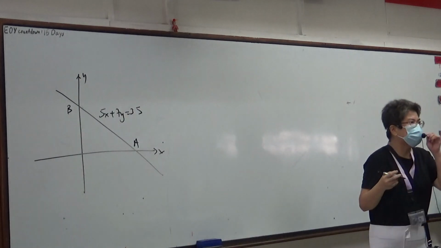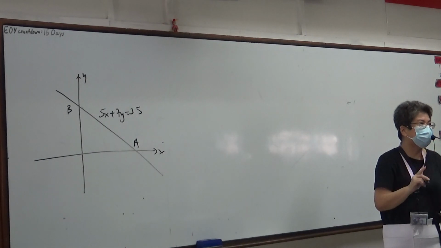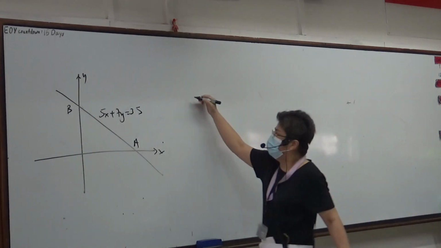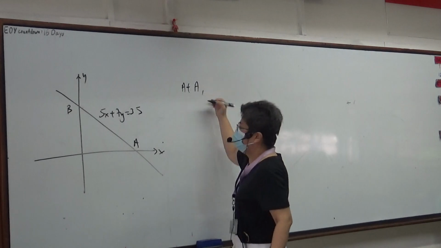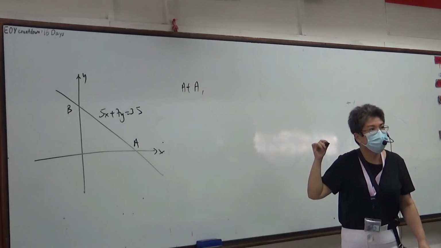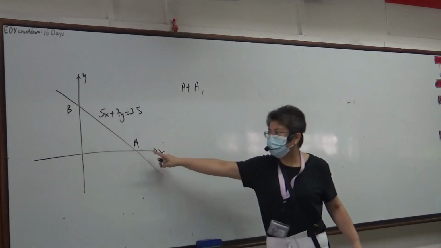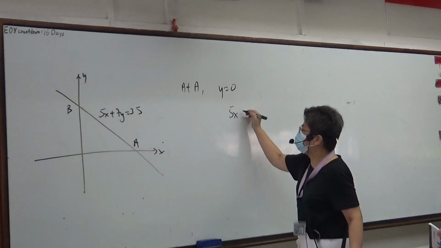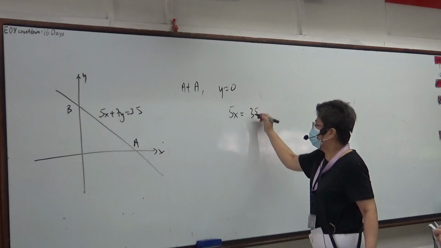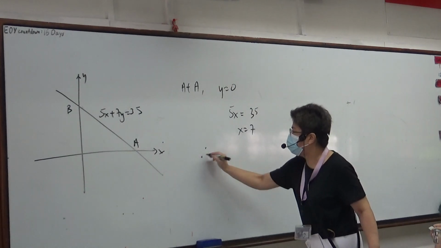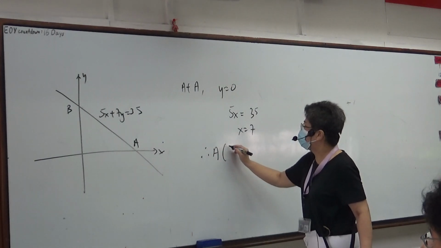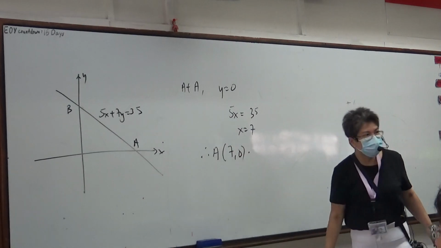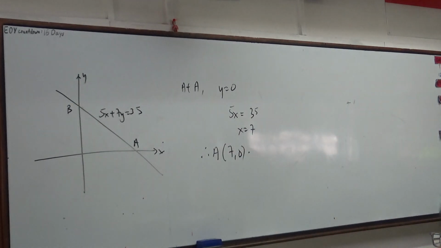How to present? This class knows how to present work. Anyhow, right? Expect me to go by it. At A, what is y? y is 0. So 5x equals 35, x equals 7. Therefore, A is (7, 0). Are we clear? Yes or no? Write some indication. Don't just anyhow present.